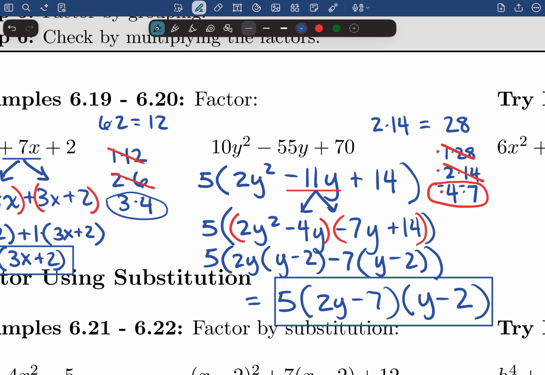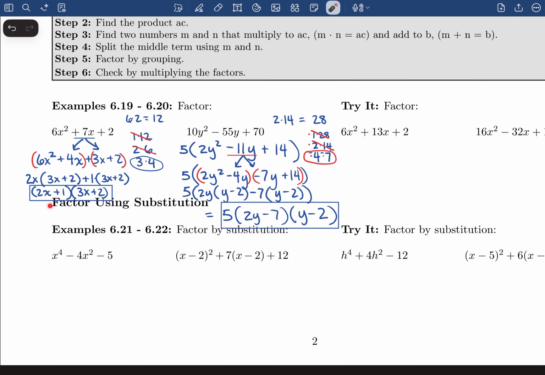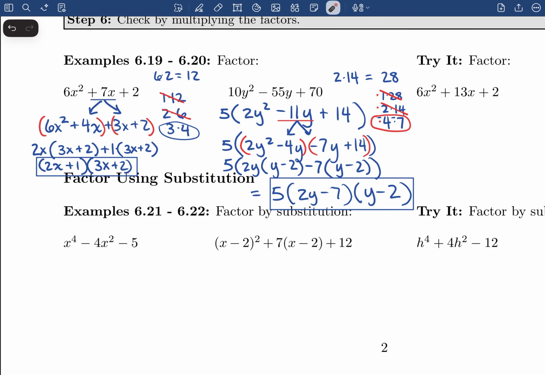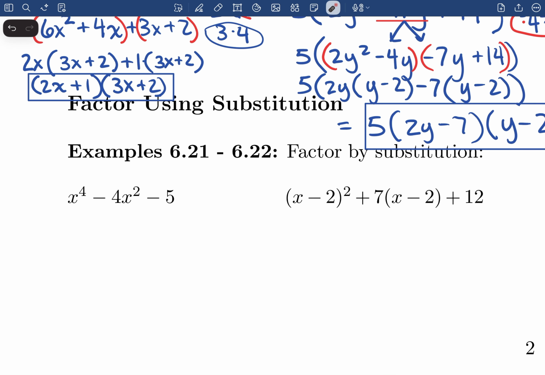We're done. The last objective of today is to factor using substitution. We want to factor using something called substitution. So we're going to look at these examples, 6.21 and 6.22 pretty quickly here. I see x to the fourth minus 4x squared minus 5. And I notice that I've got higher powers than just a quadratic, right? Quadratic is a power of 2 for the highest term, but this one's double that. That's 4. And this is typically a linear term, x to the first, but now it's double that. It's x squared.